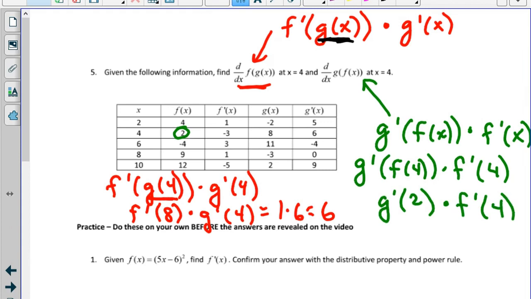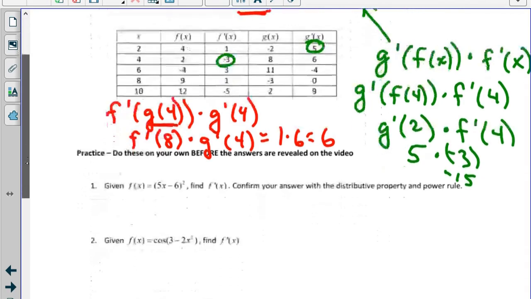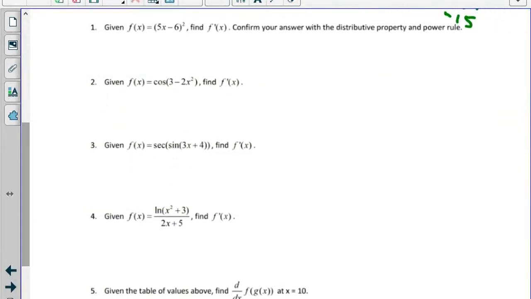So now let's figure out what those are. So g prime of 2 is 5. F prime of 4 is negative 3. So my answer to this is negative 15. So the derivative of g of f of x at x equals 4 is negative 15. I want you to try the 5 problems, and then I will put the answers up after the break.